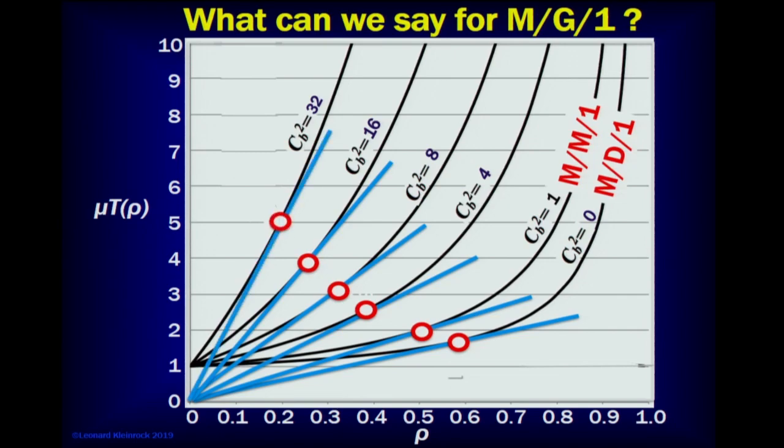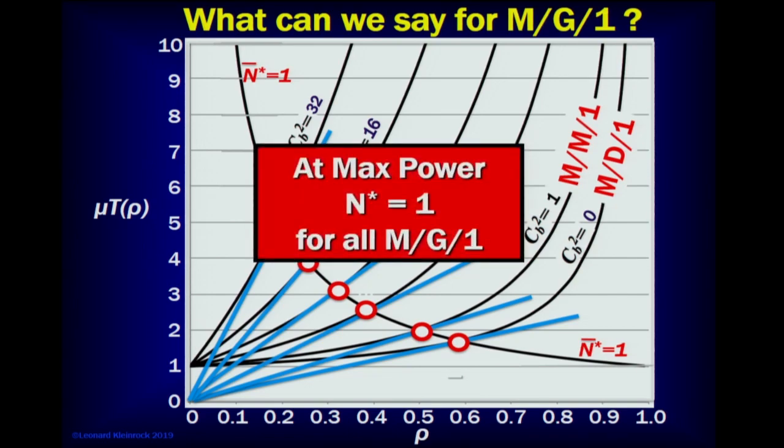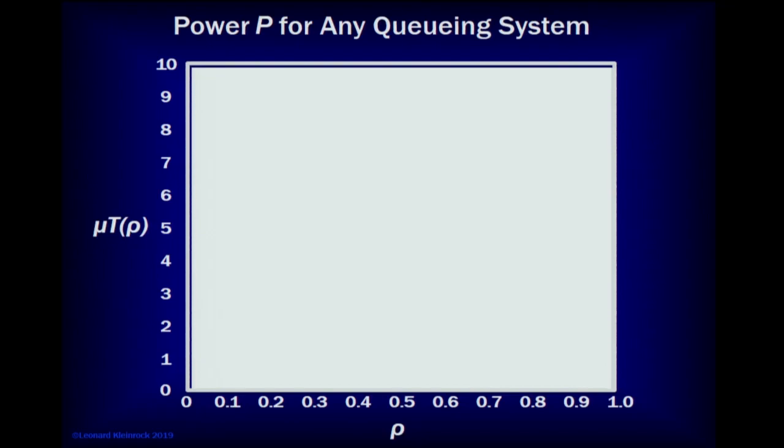Now, what can we say about this system? What is interesting about that set of intersections? Well, guess what? That's the place where the average number in any of those systems is exactly equal to one. So again, you want the average for any MG1 system to be at one. That's the result.